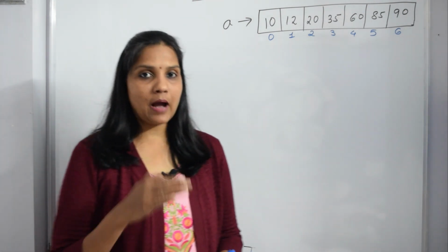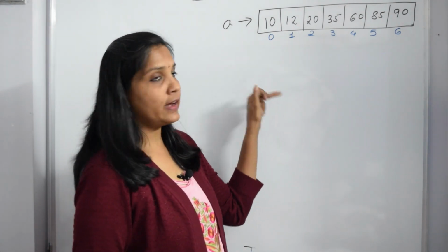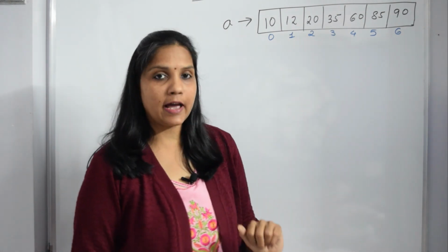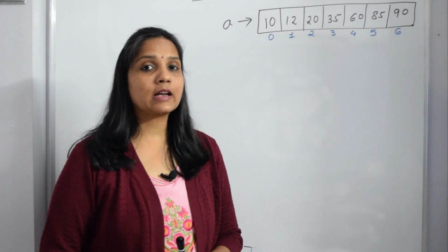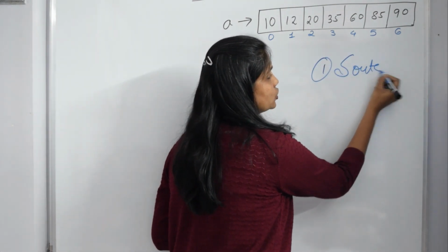Binary search means divide into two. For binary search, we have to search for an element if it exists in the array. Binary search has certain conditions. One, the array needs to be sorted.